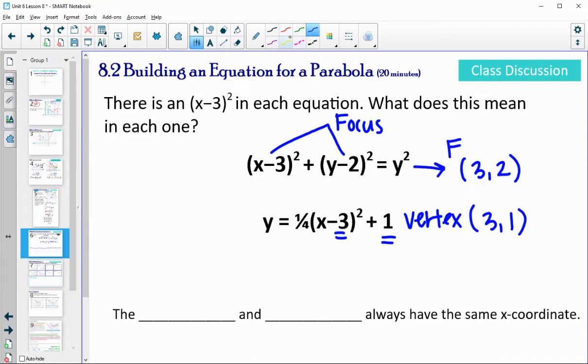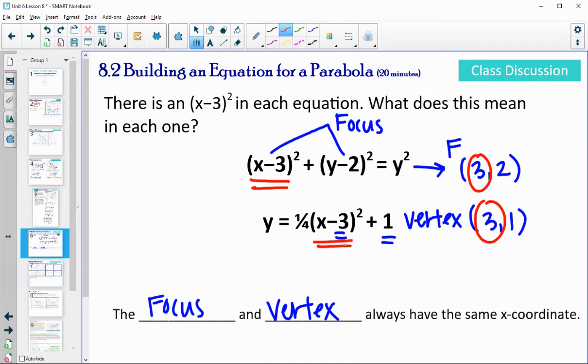So this is telling us that the focus and the vertex always have the same x coordinate. Okay, so we never touched this. So that focus and vertex always have the same x coordinate, and then their y coordinate is going to change.